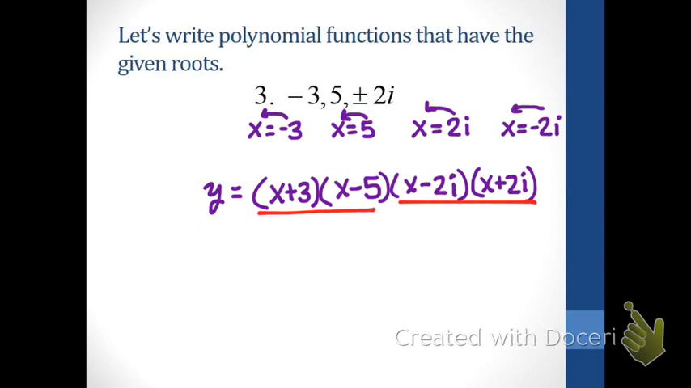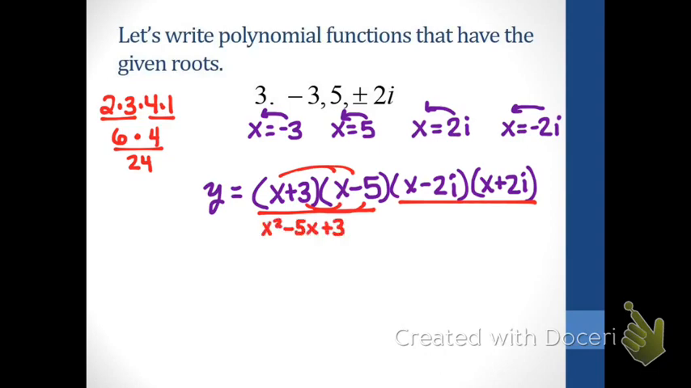Okay, remember, it doesn't matter what order you multiply in. We could multiply those together and multiply those together and then multiply those together, which is what we are going to be doing. We're going to multiply these together and then these together, and then we're going to get our answers. We're going to multiply those answers together as well. So here we're going to double distribute. We get x squared minus 5x plus 3x minus 15, which is x squared minus 2x minus 15.